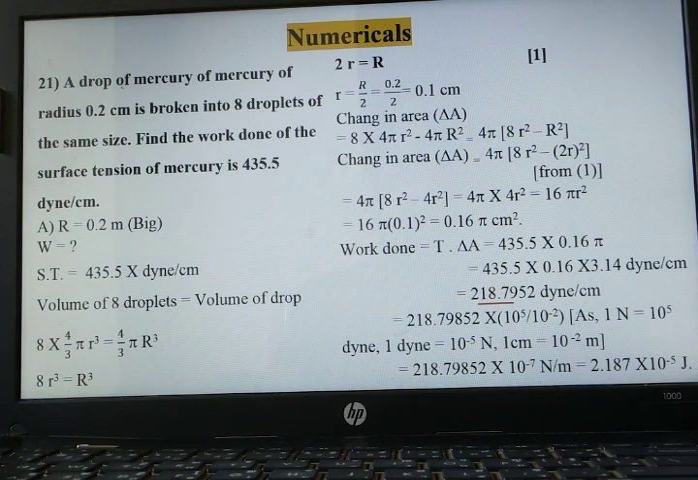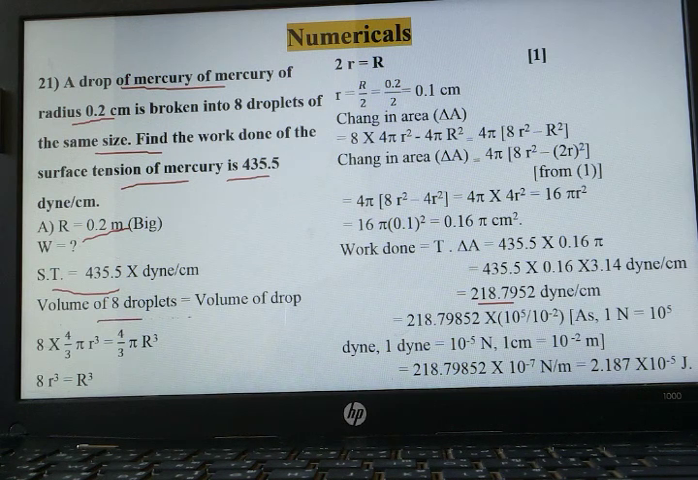Next one: a drop of mercury of radius 0.3 centimeter is broken into 8 droplets which are of the same size. We have to find the work done. The surface tension of mercury has been given, and the radius of the big droplet has been given.